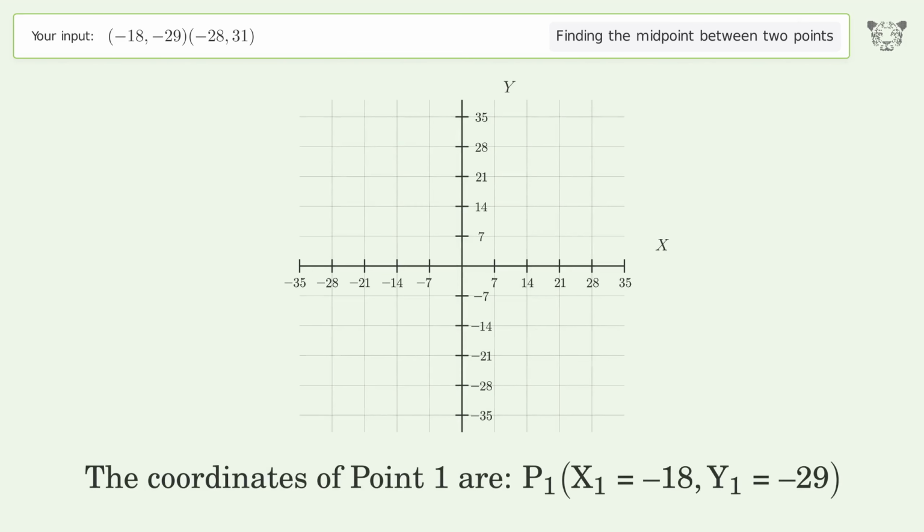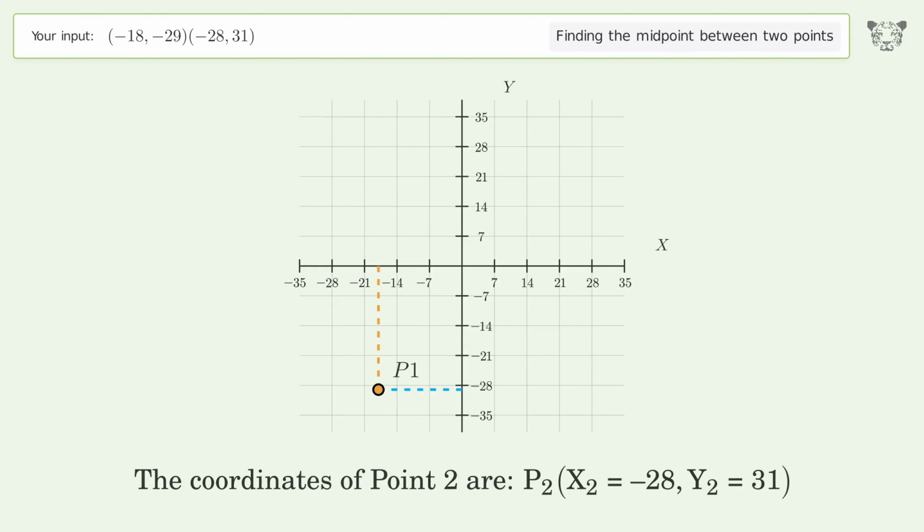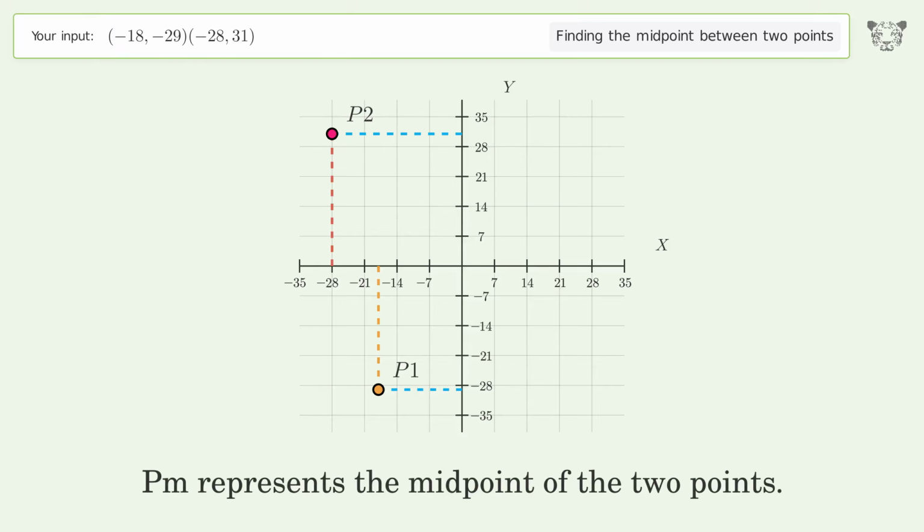The coordinates of point 1 are, x1 equals negative 18, y1 equals negative 29. The coordinates of point 2 are, x2 equals negative 28, y2 equals 31. PM represents the midpoint of the 2 points.